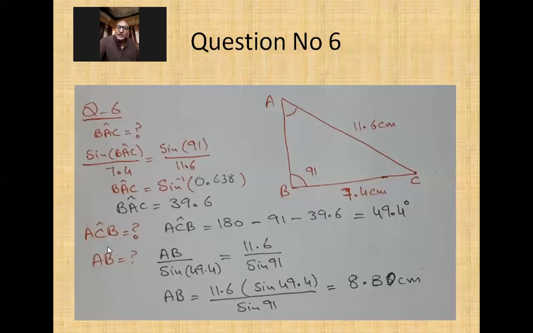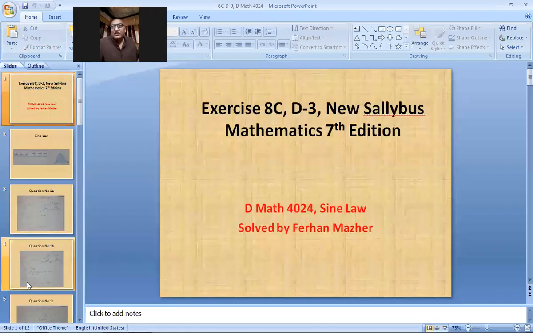Okay. Now the ACB angle. I know these two angles. The one is 91, the other one is 39.6. I can find the third one very easily. 180 minus 91 minus 39.6, and that will be 49.4. So now we know the three angles of this triangle, and we know two sides, and only this side is left. So the AB is the question.